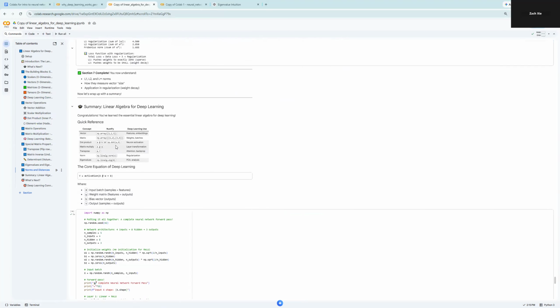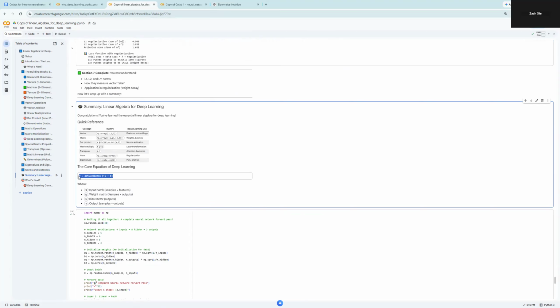There you have it. That's all that we need to know with linear algebra required for deep learning. This section is kind of the connection of how linear algebra is relevant to deep learning. That's really the activation function. That's it.